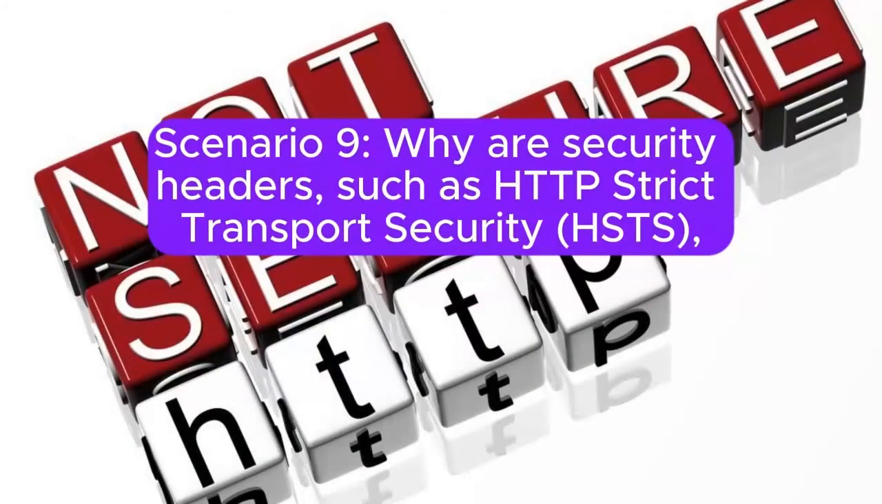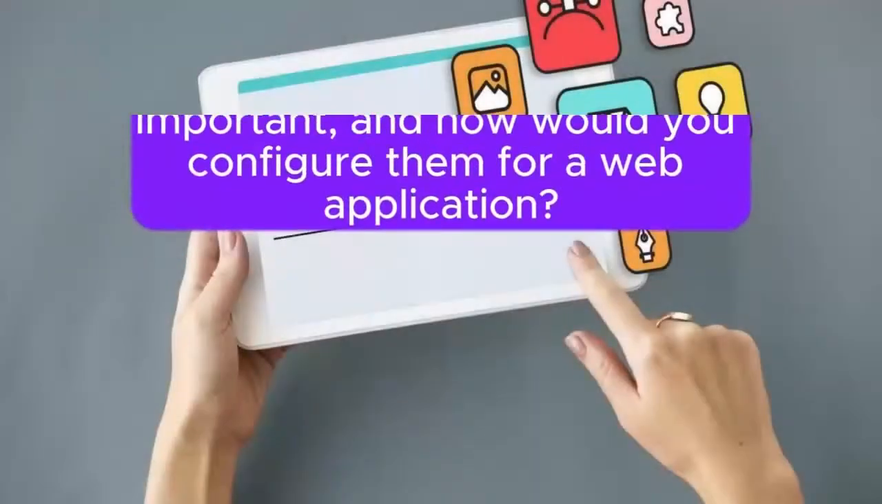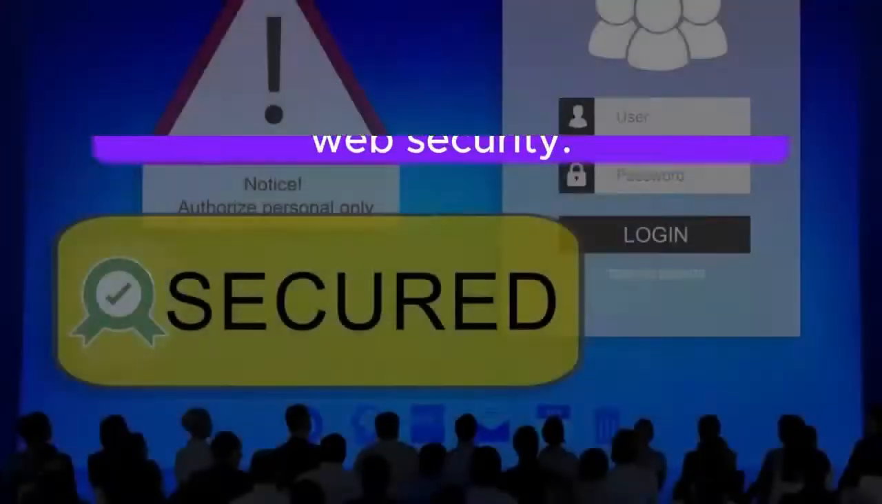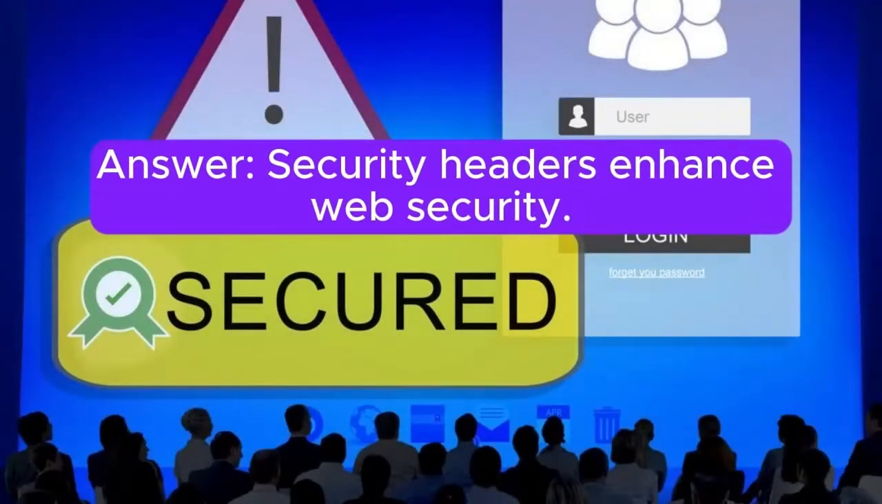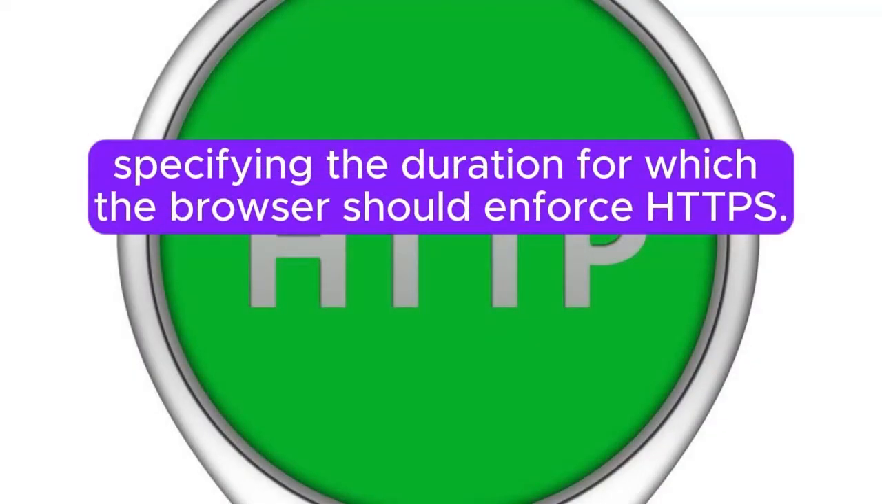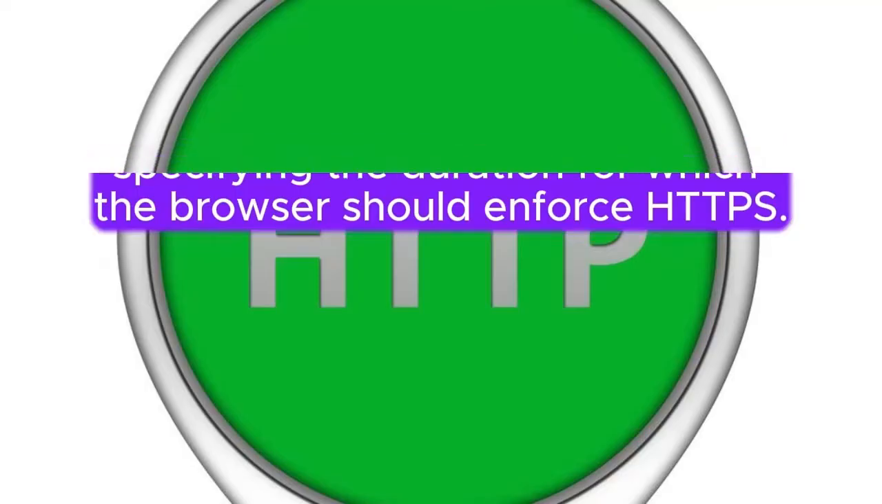Scenario 9: why are security headers, such as HTTP Strict Transport Security (HSTS), important, and how would you configure them for a web application? Answer: security headers enhance web security. HSTS ensures secure connections, and configuring it involves adding the Strict-Transport-Security header to HTTP responses, specifying the duration for which the browser should enforce HTTPS.